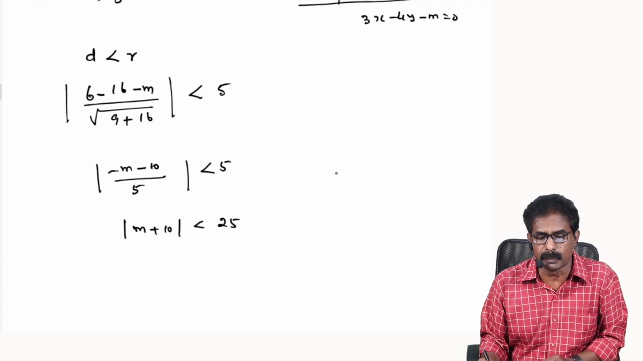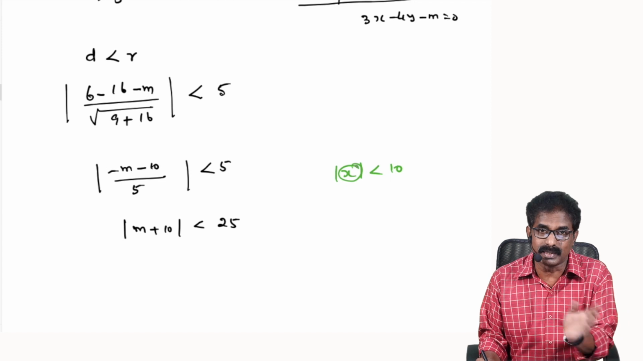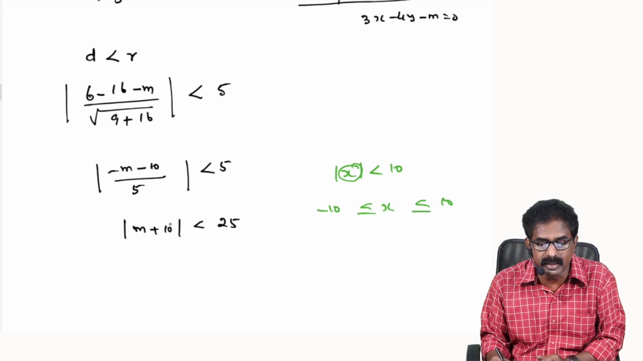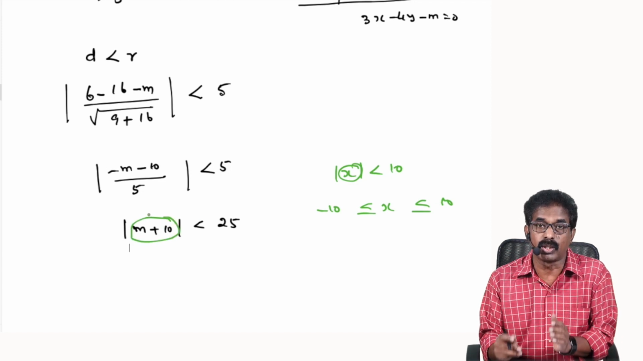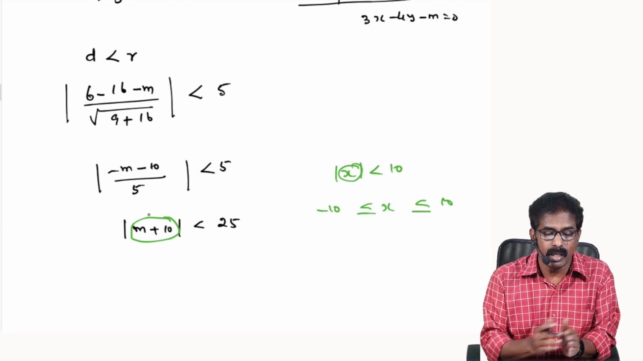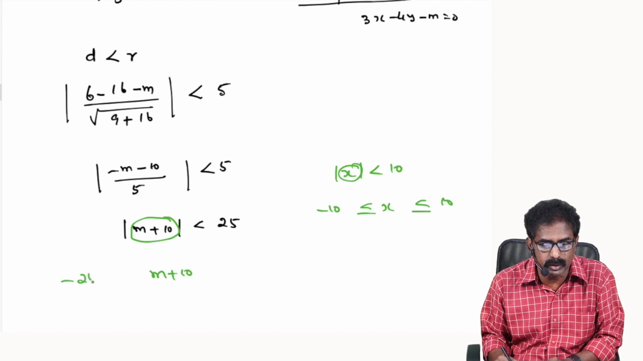Already you studied. Suppose modulus x is less than 10. What do you say? x lies between minus 10 and plus 10. That's the meaning, right? Same way here, instead of x we have this. So you can say that m plus 10 lies between minus 25 and plus 25.